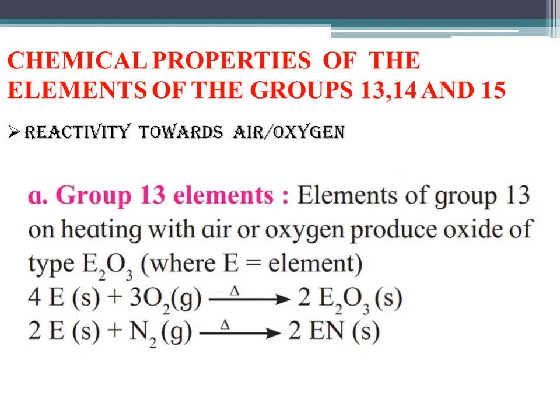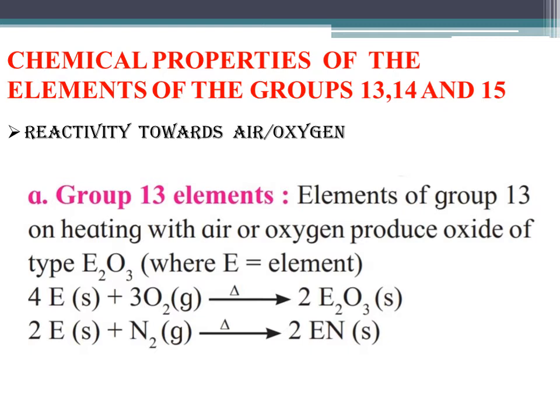We know that the element is of group 13, so its group oxidation state will be 3 plus. And for oxygen, it will be O2 minus, as we have already studied in redox reactions, the oxidation number. So my dear students, when we cross multiply it, it will be E2O3. Now talking about the second reaction, how is this EN formed?